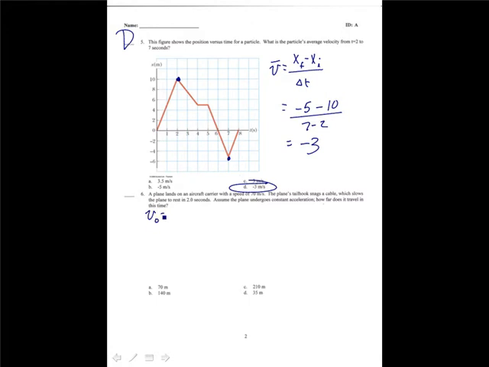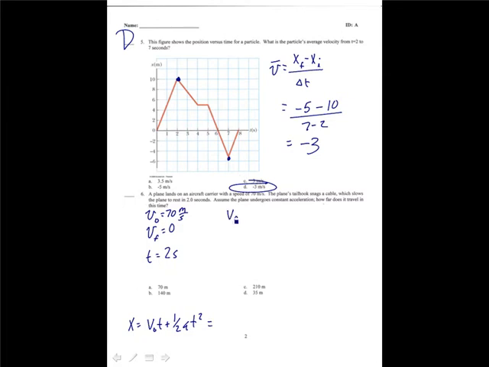A plane lands on an aircraft carrier with a speed of 70 meters per second. So our initial velocity is 70 meters per second. The plane's tail hook snags a cable, it slows the plane to rest in 2 seconds. So the final velocity is 0, and that occurs in a time of 2 seconds. Assume the plane undergoes constant acceleration, how far does it travel in this time? Well, to find the distance, we say x is equal to v0 t plus 1/2 at squared. Alright, and that's really what we want to find. We know v0, we know t, but we don't know a. So we also need to find the acceleration.